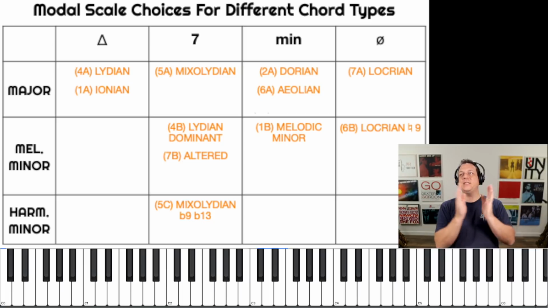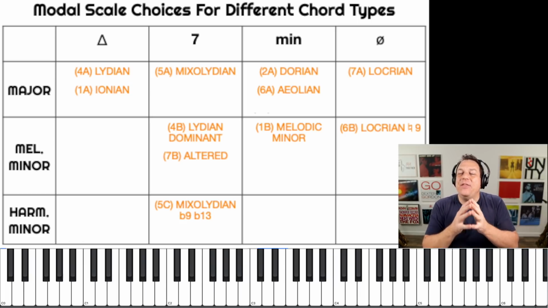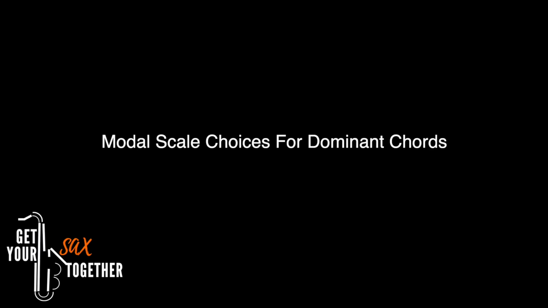Right. So far, that's 3 columns out of the equation, and all the action is now going to happen in the dominant 7th column. And I've got a separate chart for this. This is where the really cool stuff starts to happen. Let's check it out.